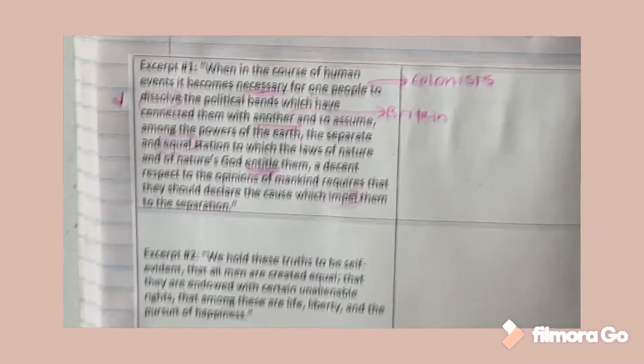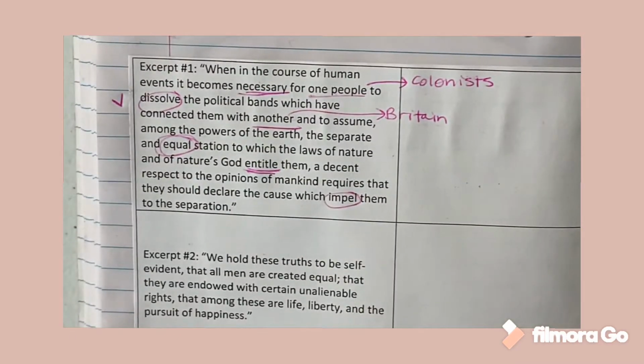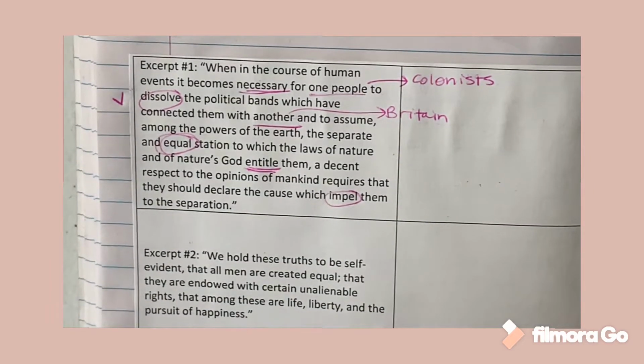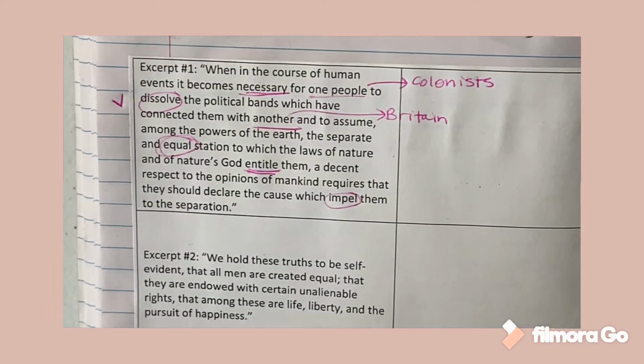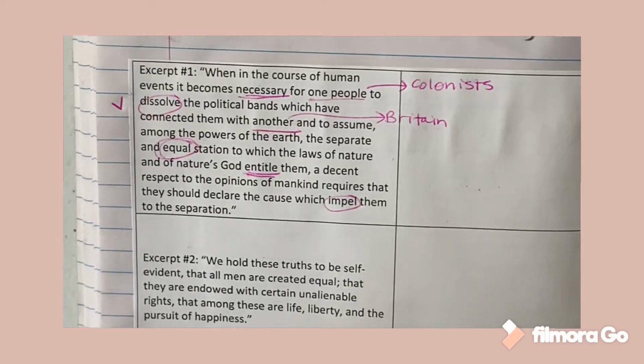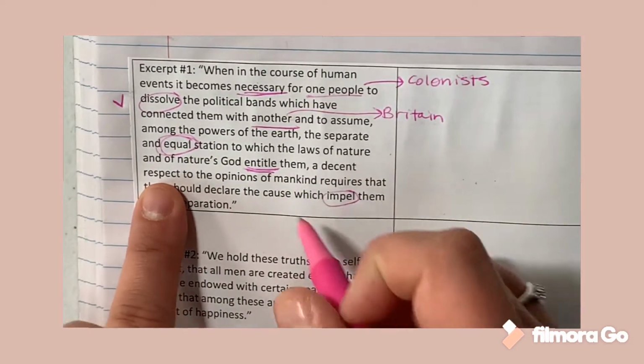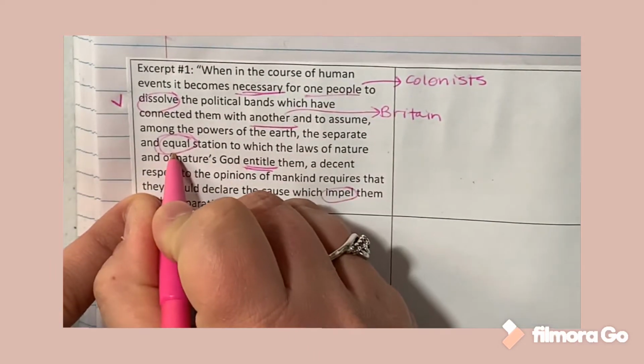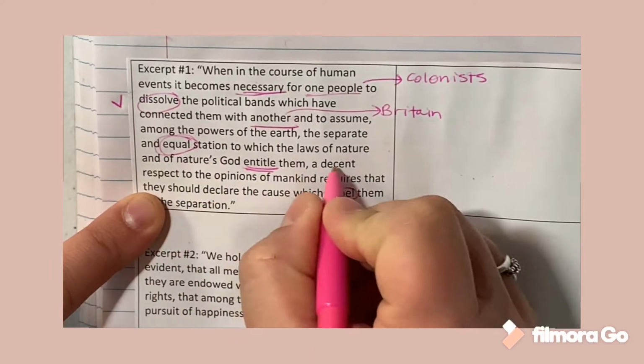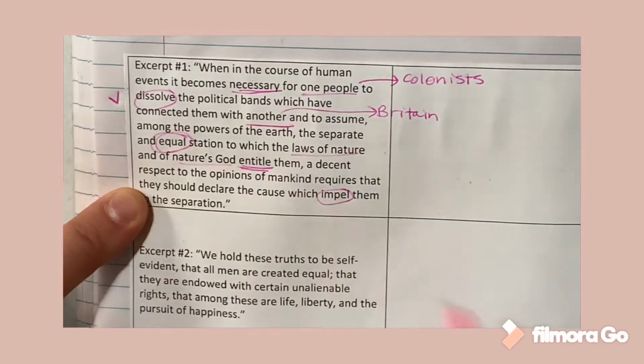The colonists don't want to be subservient to the British anymore. They want to be an equally powerful country. They want to be treated by Britain the way that Britain treats other independent countries like France and Spain. And they feel entitled to this equality by the laws of nature and of nature's God.